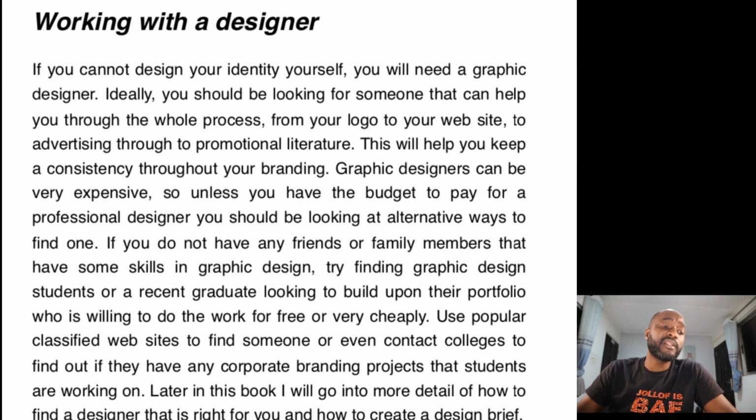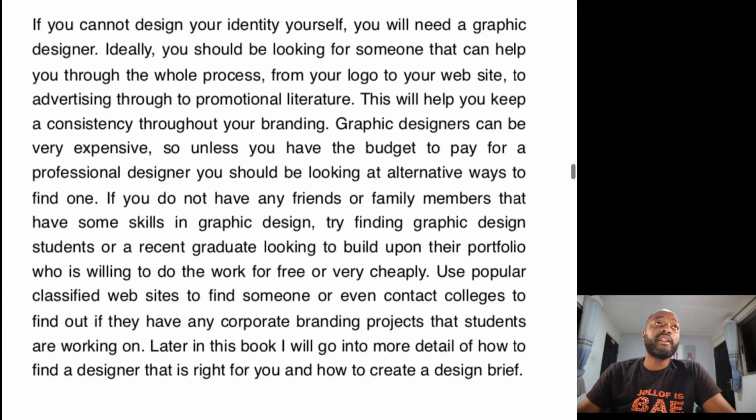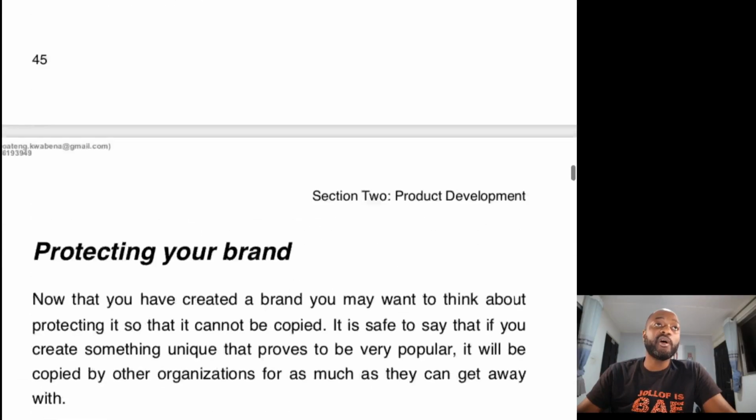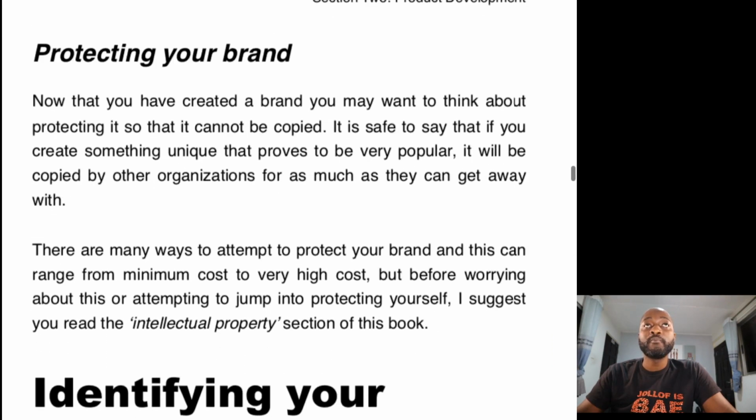And if you don't learn the language of graphic designers, if you don't learn the processes, if you don't know what you want, and you go to them, they're just going to take your money because you don't know how to communicate what you want. So they're going to charge you for something that shouldn't cost you too much money, right? So once you've figured out how to work with the designer who's going to help you, or you're going to design yourself, you need to be able to protect your brand, intellectual property.